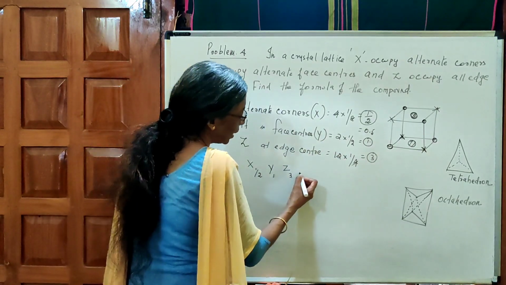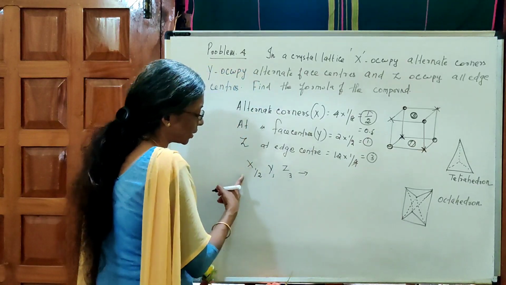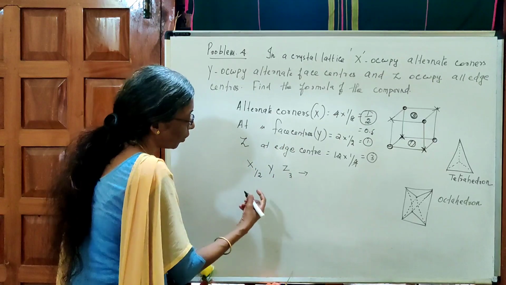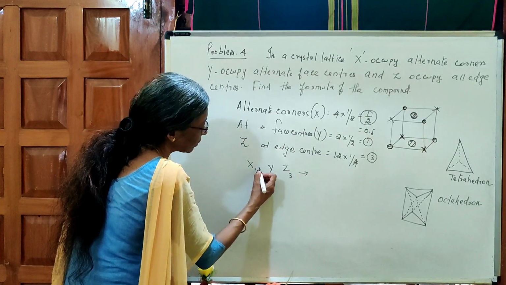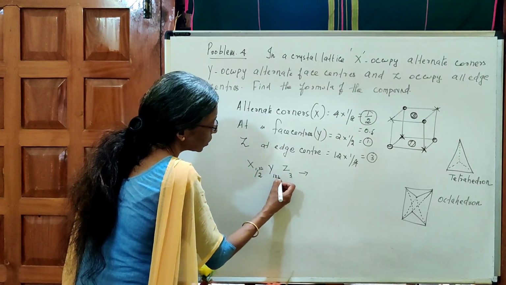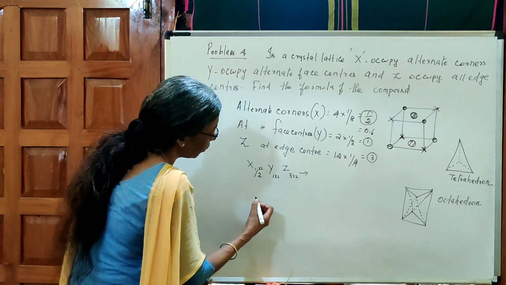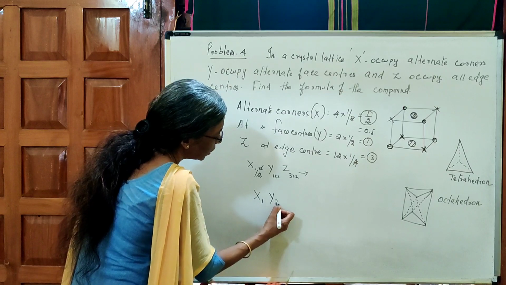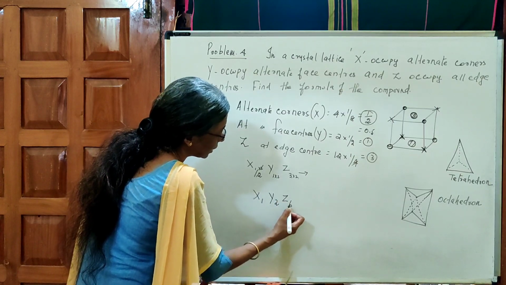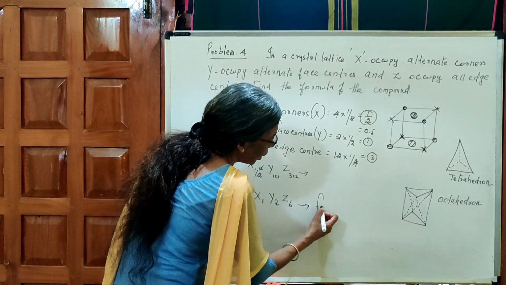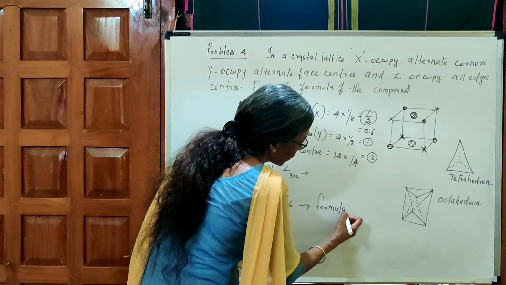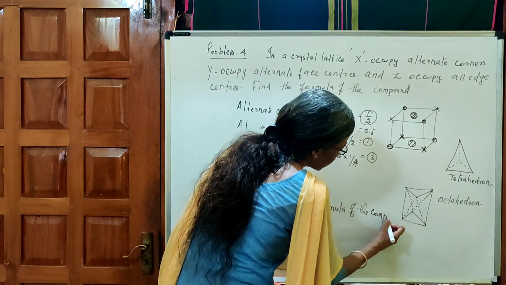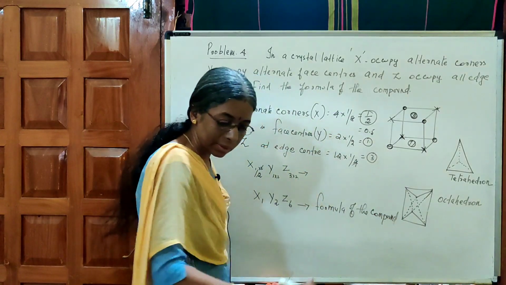This is actually the number of atoms in the unit cell, so it cannot be a fraction. So we have to find out the formula. For the formula, we multiply this by 2, this also by 2, this also by 2. So you get X 1, Y 2, Z 6. This is actually the formula of the compound. Okay, this is the answer.